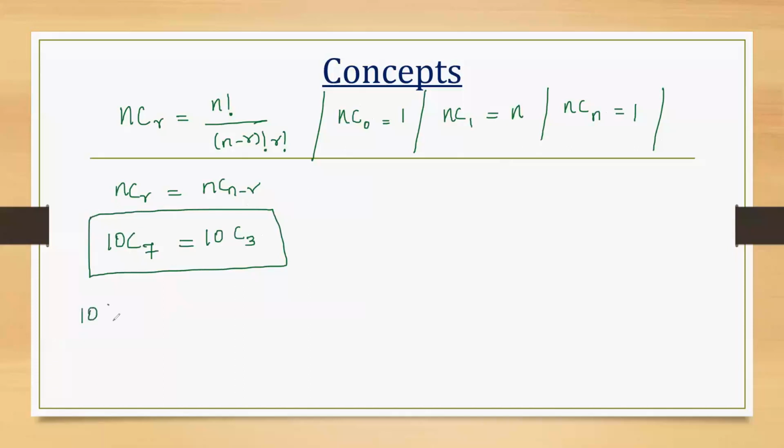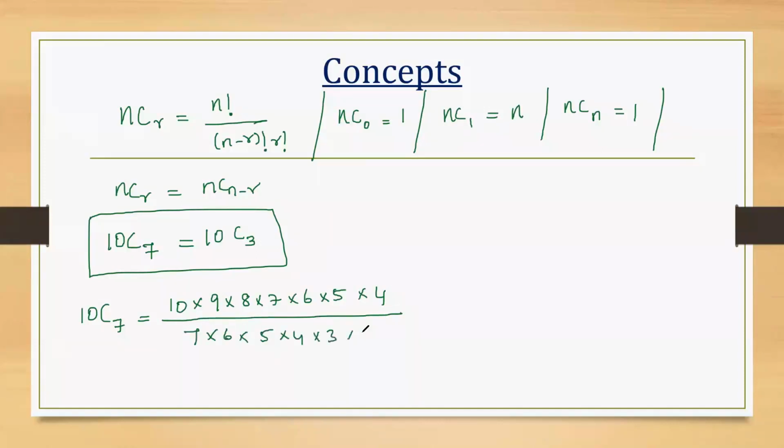So 10C7 equal to, from 10, 7 numbers: 10, 9, 8, 7, 6, 5, 4. Divide by the arrangements, 7 items, right? 7, 6, 5, 4, 3, 2, 1. If you divide it, you get this number, right? So you will get 10 into 9 into 8 divided by 3 into 2 into 1. This is the answer you will get.